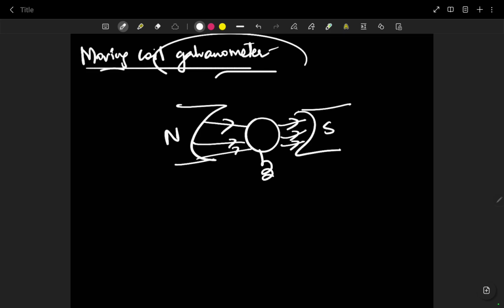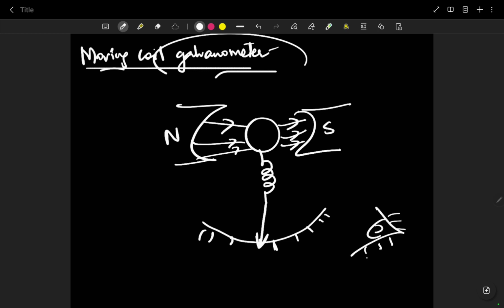And this will be connected to a spring. Okay, and this spring will be connected to a pointer on the scale in your lab to tell you the detections of the currents, right? So this is something that you will visibly see with your human eye, but then this is the mechanism that is going on at the back end.